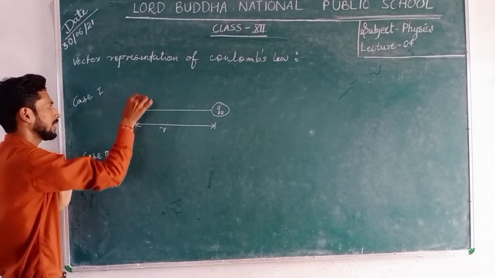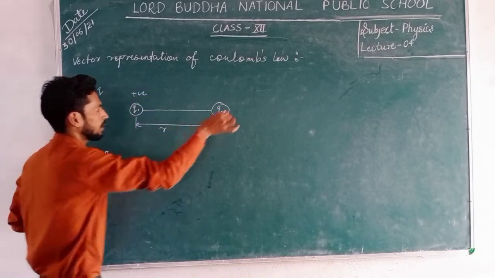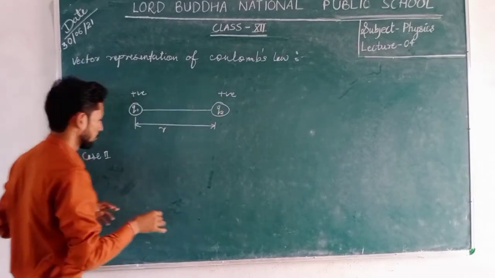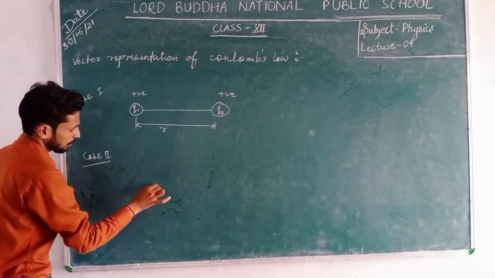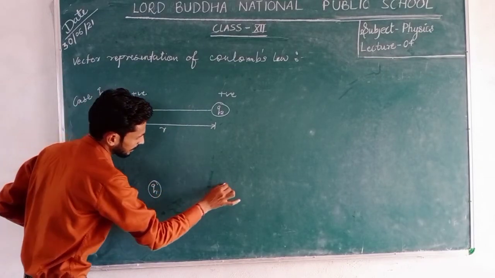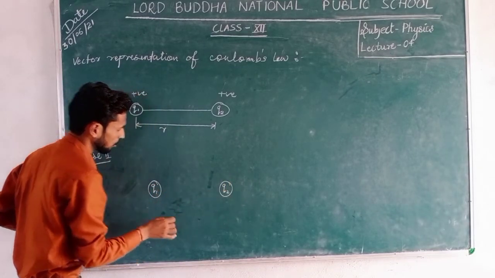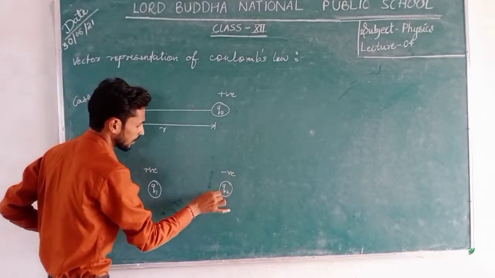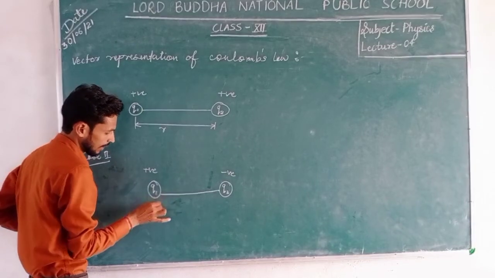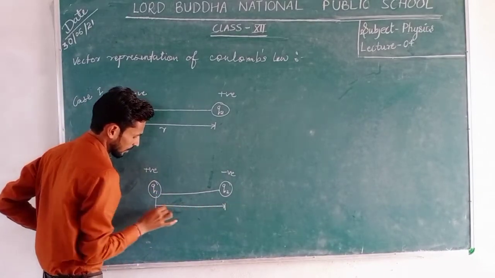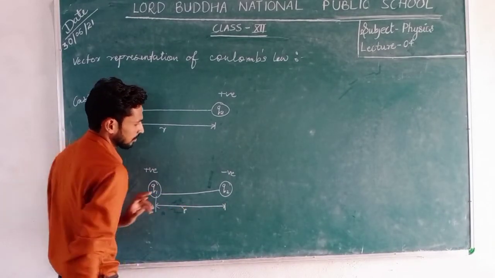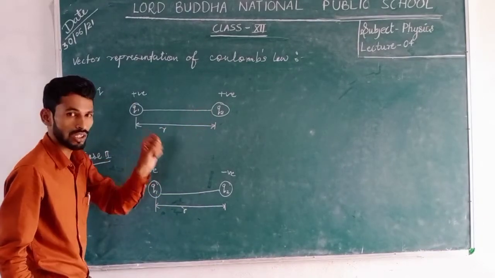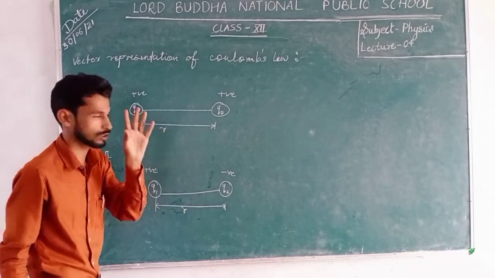In case first, we are taking both the same charges, suppose positive and positive. But in the second case, we are taking unlike charges, Q1 and Q2, where the first one is positive but the second one is negative. Also these charges are apart by distance r. But in both conditions, there will be different directions of the line of action of force.